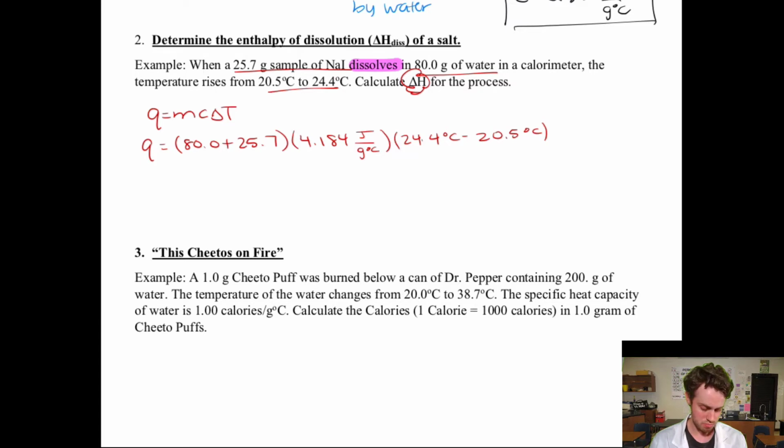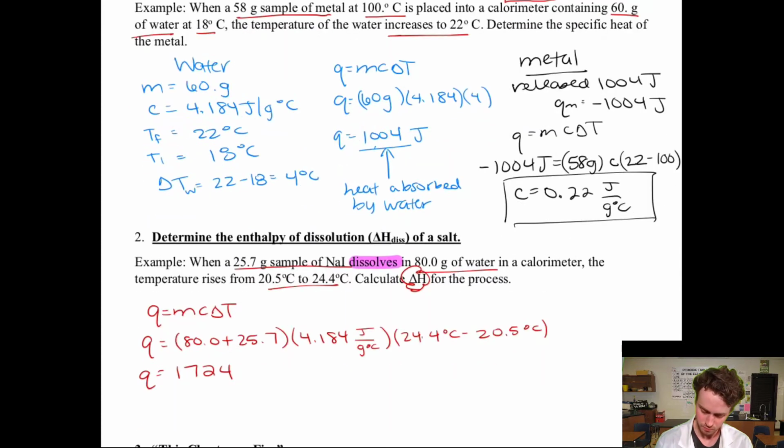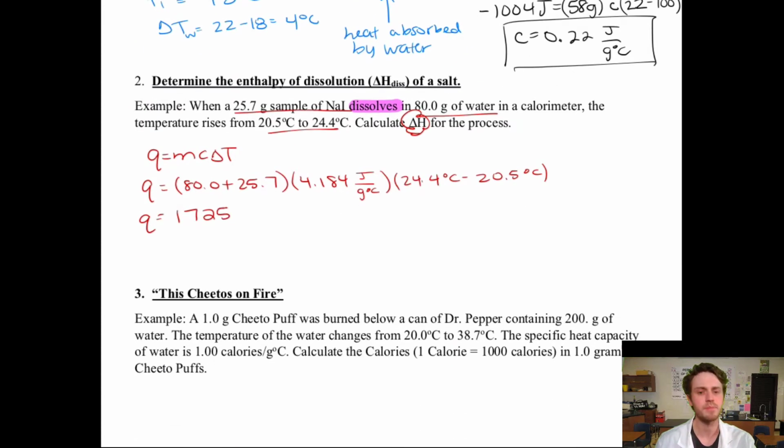So I'm going to multiply and put all this stuff in here. And I got 1,725 joules. So that is the heat absorbed, because it's positive, by water. So my next step, so we call that, I guess, step 1.